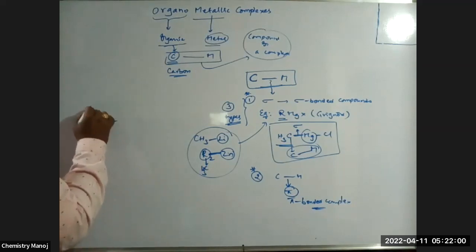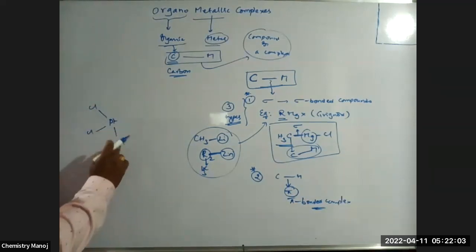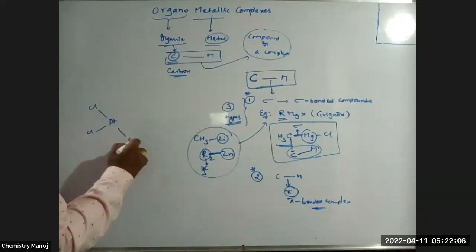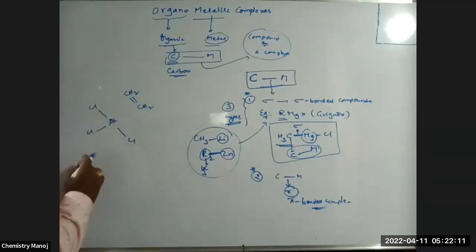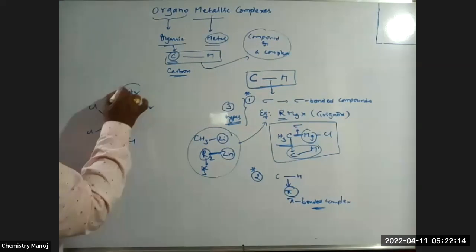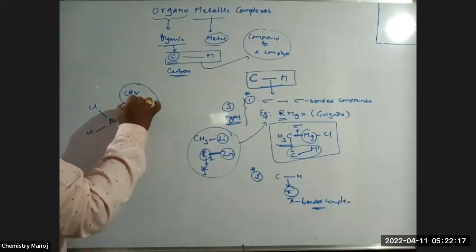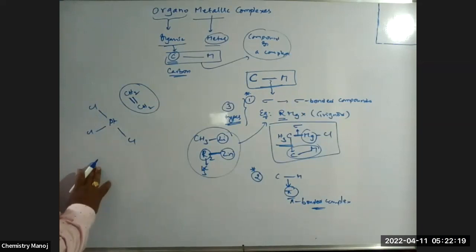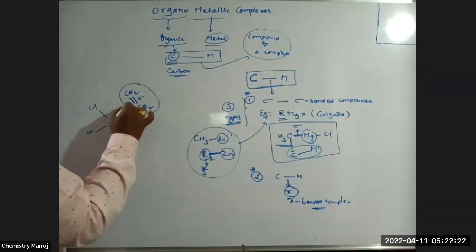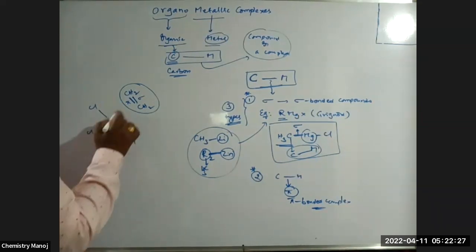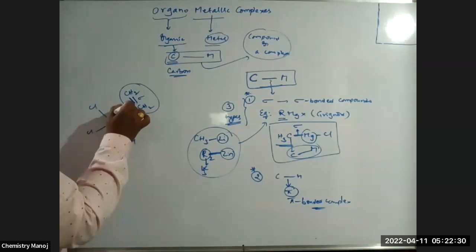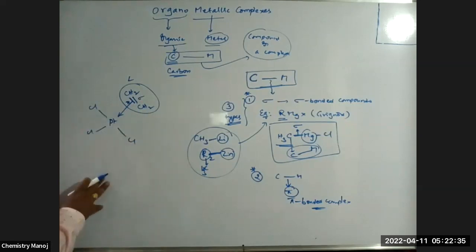See here: platinum, Cl, my dear. Here there is CH2 double bond CH2. It is an alkene. One is a sigma bond, one is a pi bond between carbon and carbon. Now these pi bonded electrons can be donated by this ligand to the platinum. Clear?